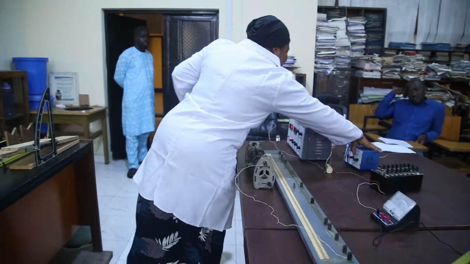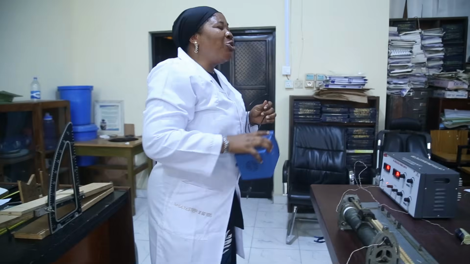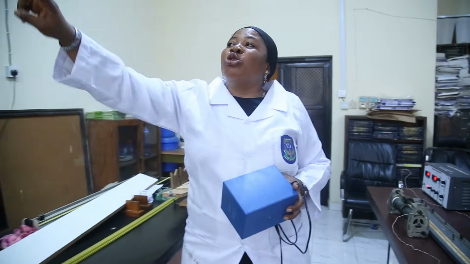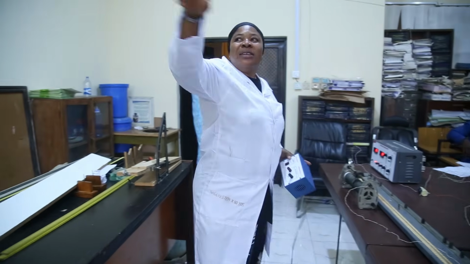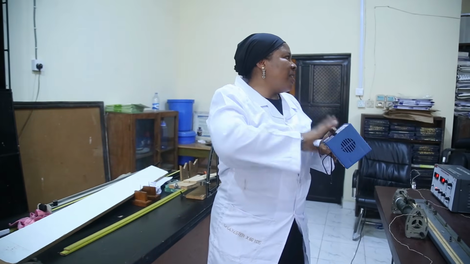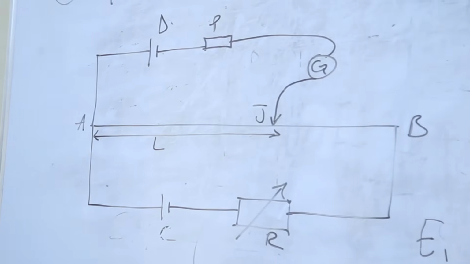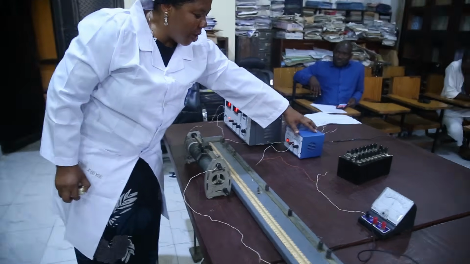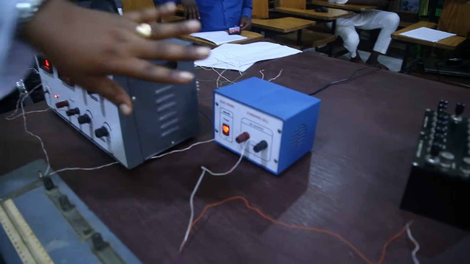Then the next thing we are now going to do is replace our Daniel cell with our standard cell. Remember, we said we are doing what? Comparison. We are comparing 2 cells, which is what? Our Daniel cell and our standard cell, using what? Our potentiometer. Okay, so we replace our Daniel cell with our standard cell. So we have our standard cell.